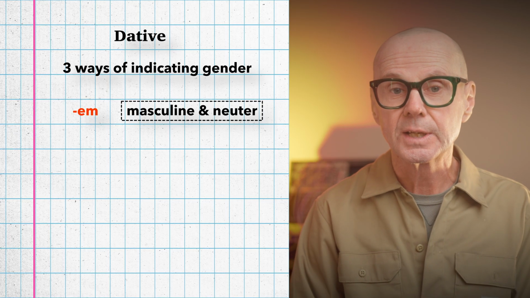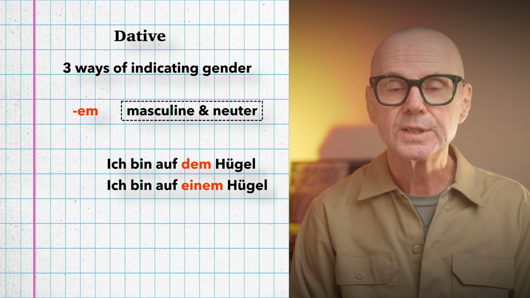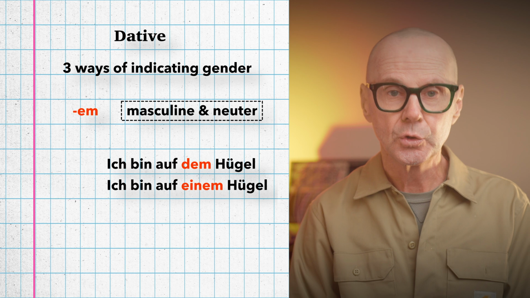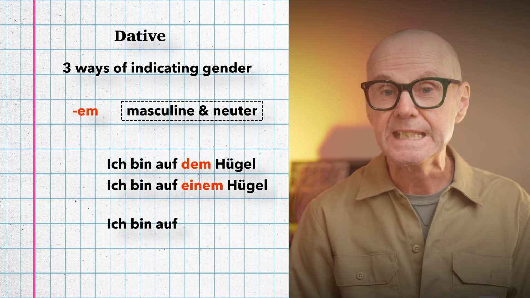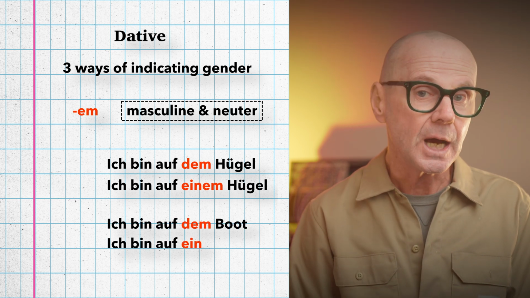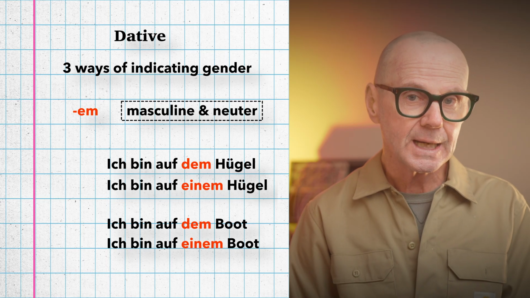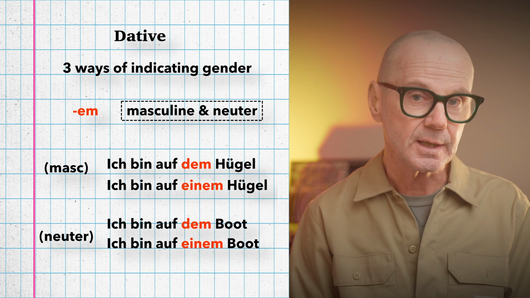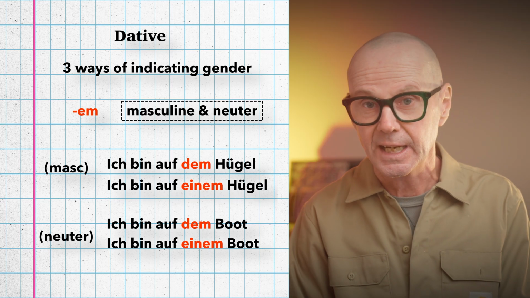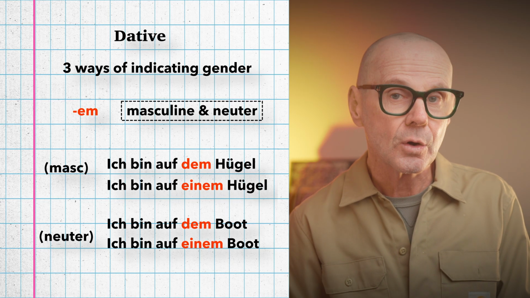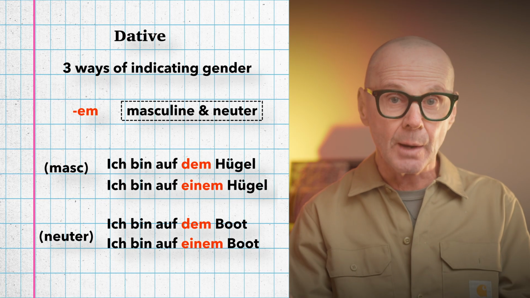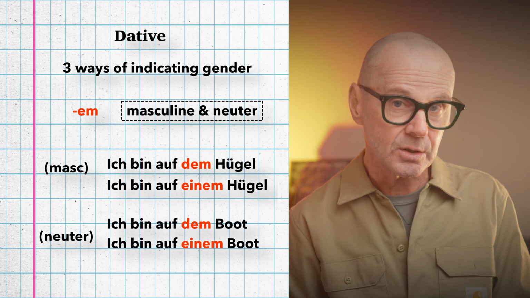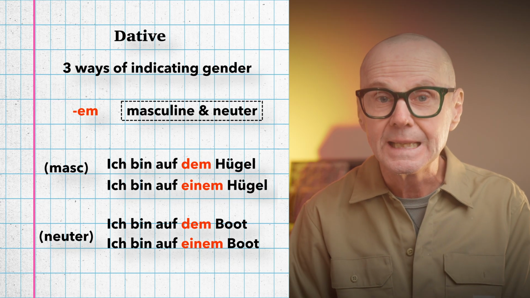Let's look at some different examples. Ich bin auf dem Hügel. Or even, ich bin auf einem Hügel. Ich bin auf dem Boot. Or, ich bin auf einem Boot. We can't tell the difference between masculine and neuter, and the Germans are past the point of caring here. At any rate, they're not going to differentiate anymore. And we're not even differentiating between the definite and the indefinite articles because they both have the same EM ending.